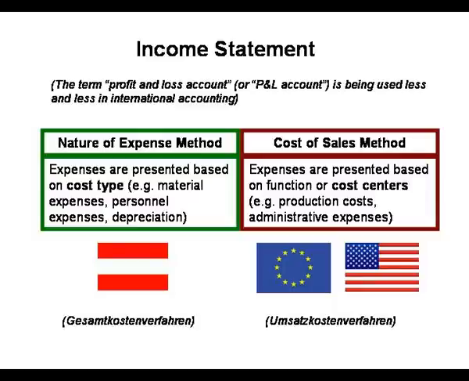And in contrast to that, the cost of sales method presents expenses based on cost centers or based on the overall function. So we have production costs, which are most commonly called costs of goods sold. Das sind die Herstellungskosten. And then we have administrative expenses. Das sind die Verwaltungskosten. And then finally we have the selling expenses. Das sind die Vertriebskosten. That's the first major difference between the nature of expense method and the cost of sales method. In Austria, there's another difference, which I'll get to in a second.